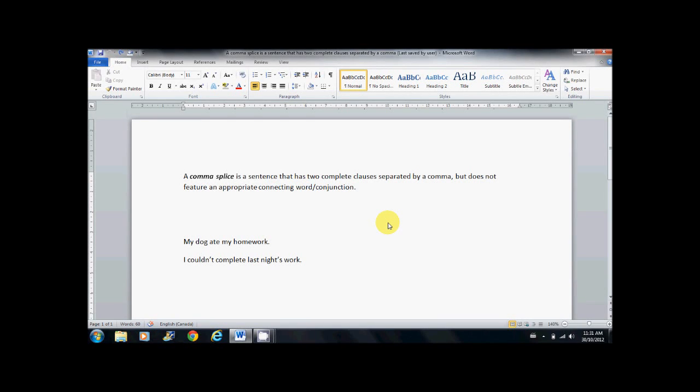So in this quick tutorial, I'm going to show you what a comma splice is and help you avoid comma splices in your own writing. So let's begin with a quick definition of what a comma splice is.